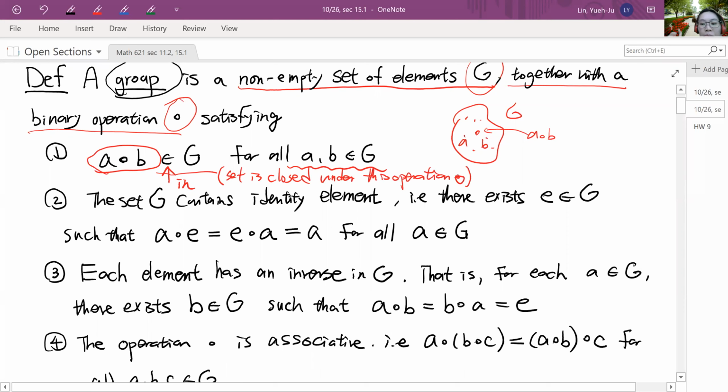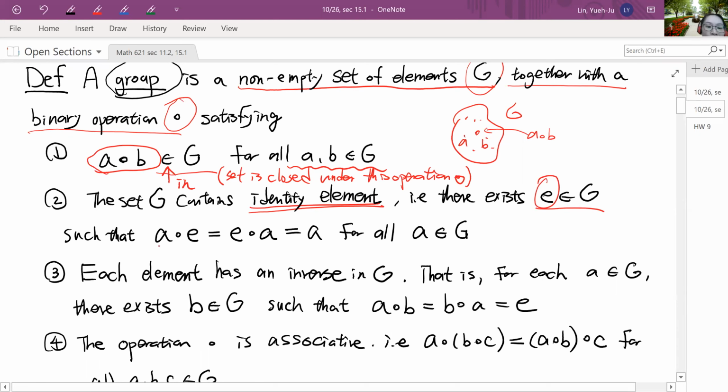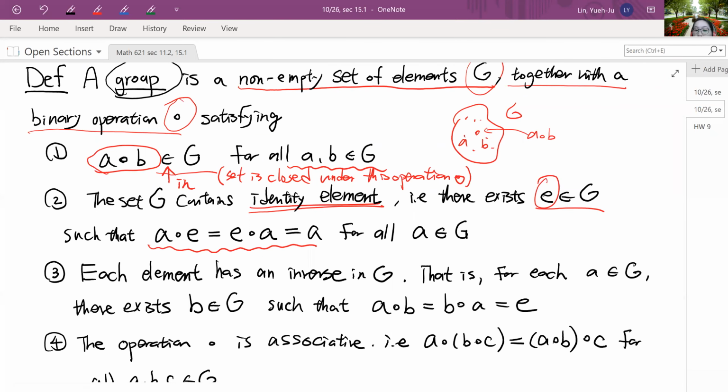This is also sometimes called being closed under addition, depending on what the operation is. The second thing is that if you want to be a group, then you need to identify the so-called identity element. Usually we use a special notation for the identity element, a small e. So you need to find this identity element from the set G such that A acting on the identity is equal to e acting on A, and eventually it should be the same as A, right?